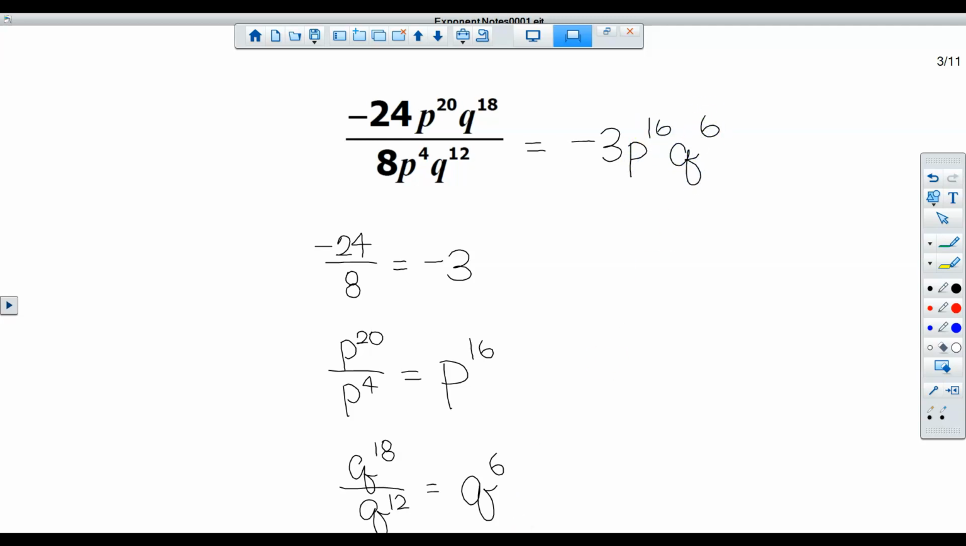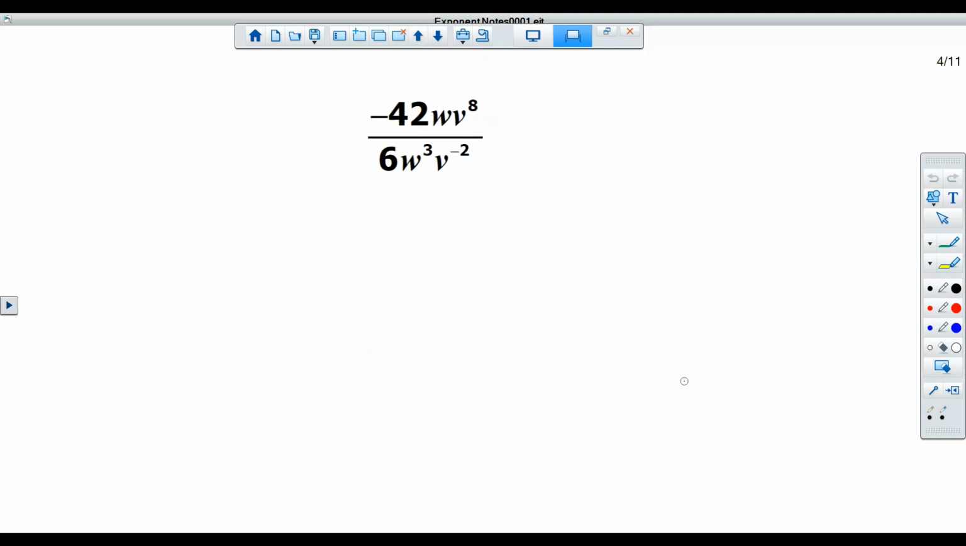Can that be my final answer? Yes, because there are no 0 exponents, no negative exponents. So those three problems, just a quick basic reminder of what to do with each rule.